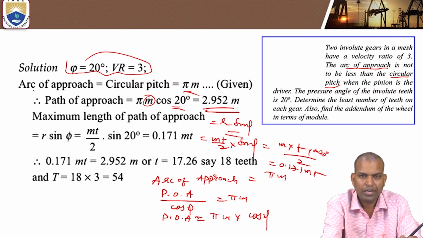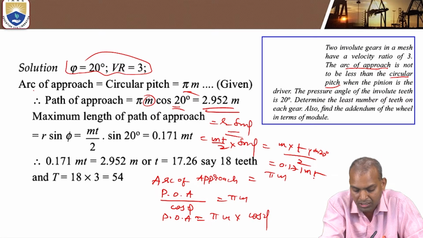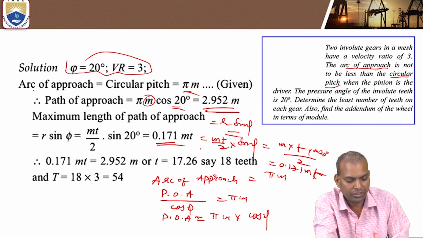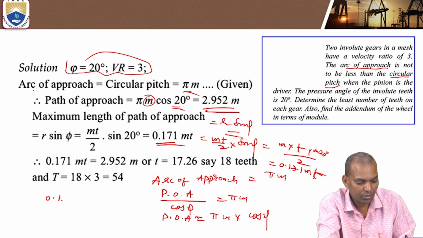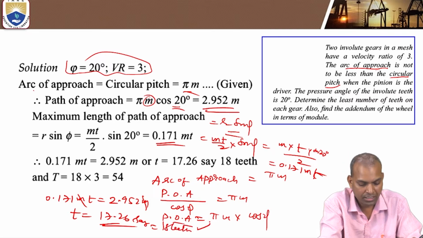But we have to calculate this addendum of the wheel in terms of module m. So, that m value is not required, but we need the t value, not given. So, let us see what will happen. That is 0.171 mt. Now, this maximum length of path of approach, that is 0.171 mt equal to 2.952 m. Here m cancels, that is t equal to 17.26. That is nothing but 18 teeth.